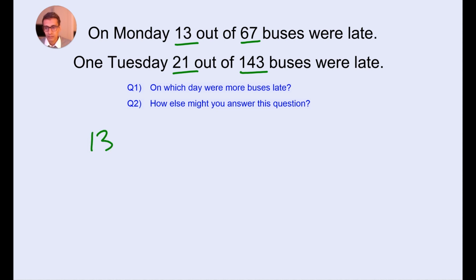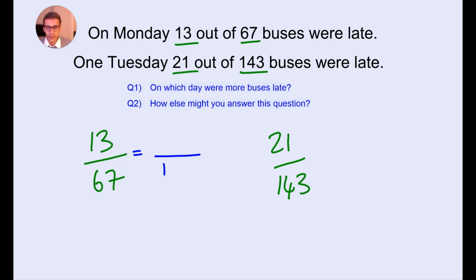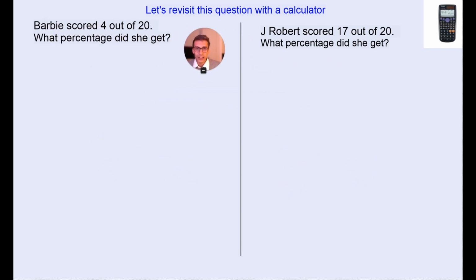So 13 out of 67, 21 out of 143. Now making these fractions out of 100 is not so easy, and this is where the calculator starts to become a bit more useful. So we're going to come back to how to do this question a bit later on in this video. So let's go back a bit and let's make sure you have your calculator ready.